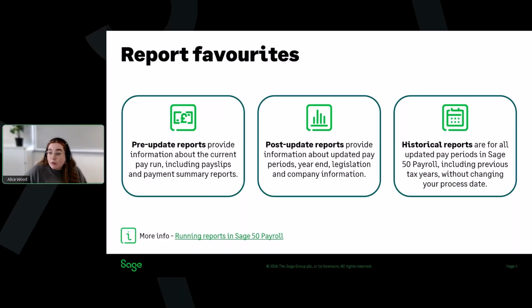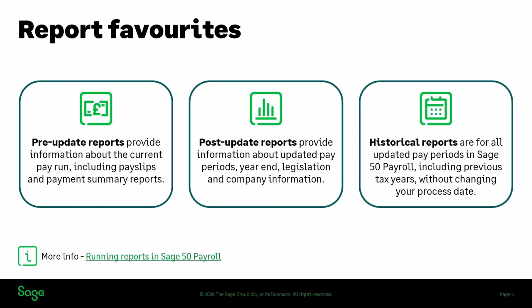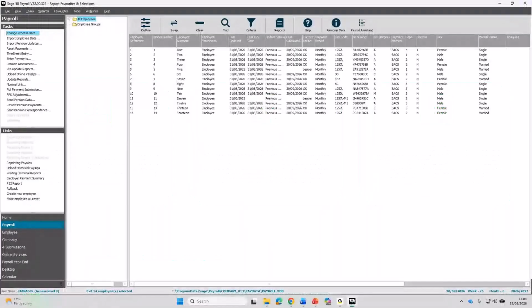Now, before I dive a bit deeper into each type of report, I do just want to go straight into payroll to show you where to find each of these types of reports. So this is my payroll here. Just to give you a bit of context, I've got a monthly payroll. I've already updated August, it's last updated 31st of August. So my next pay date is going to be 30th of September. And as you can see in the bottom right there, that's what my process date is set to.